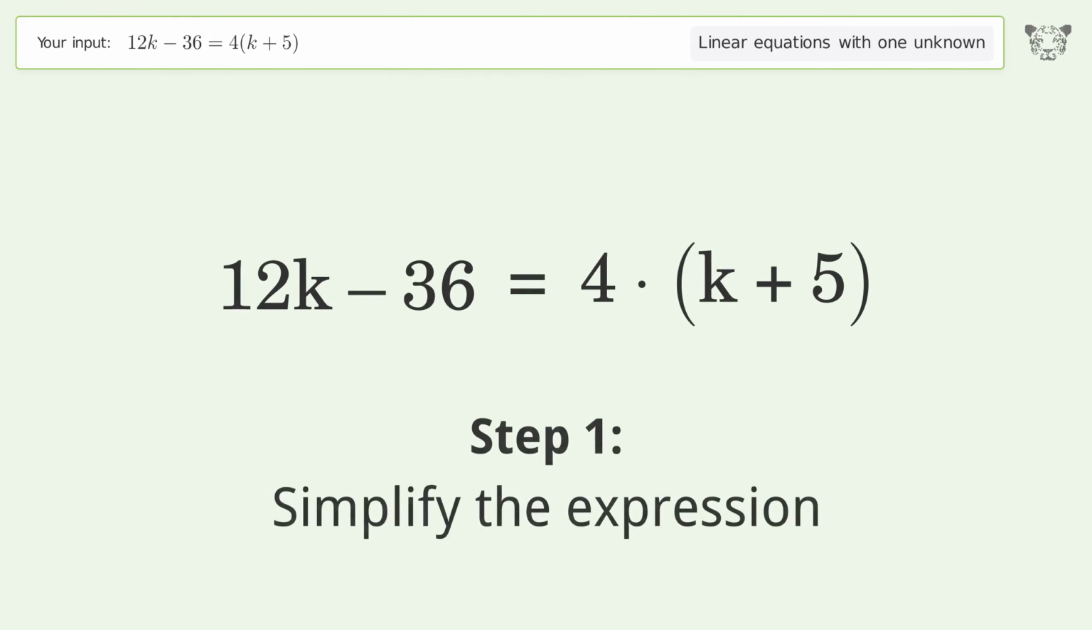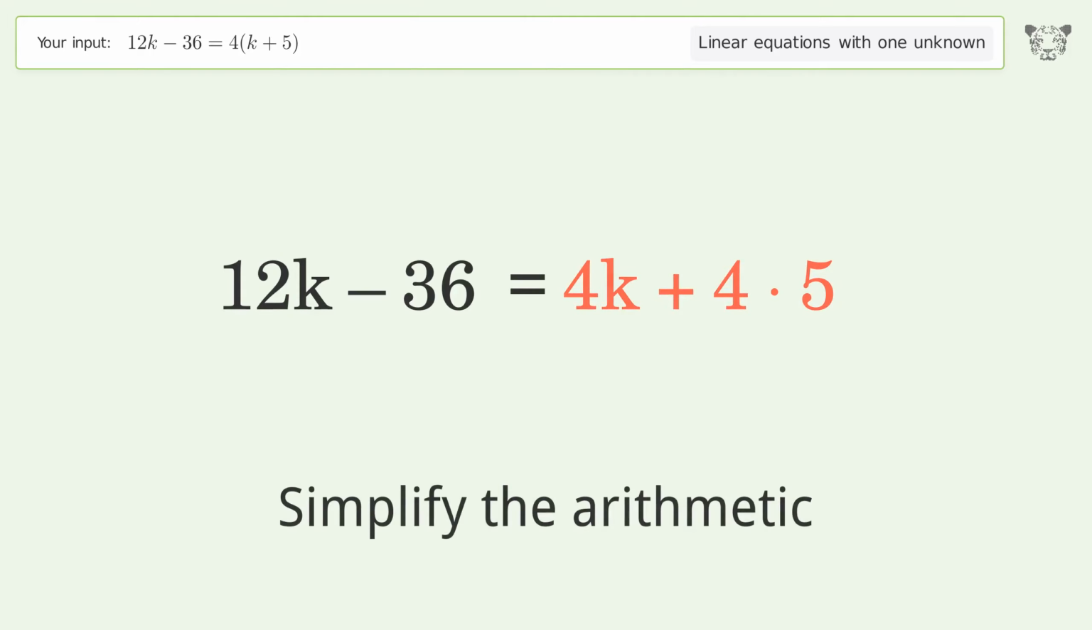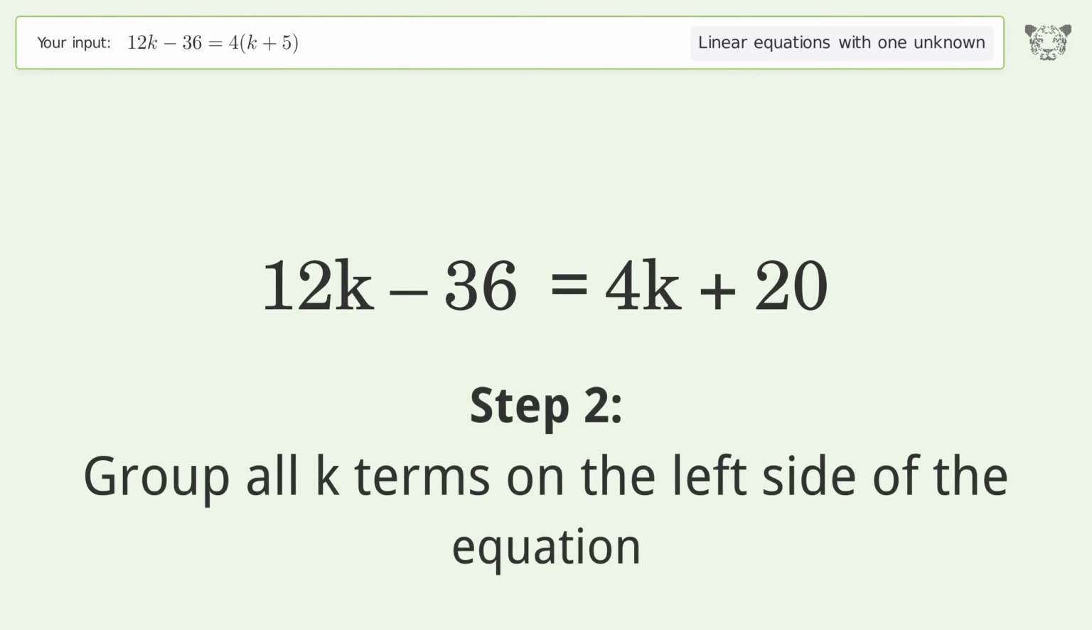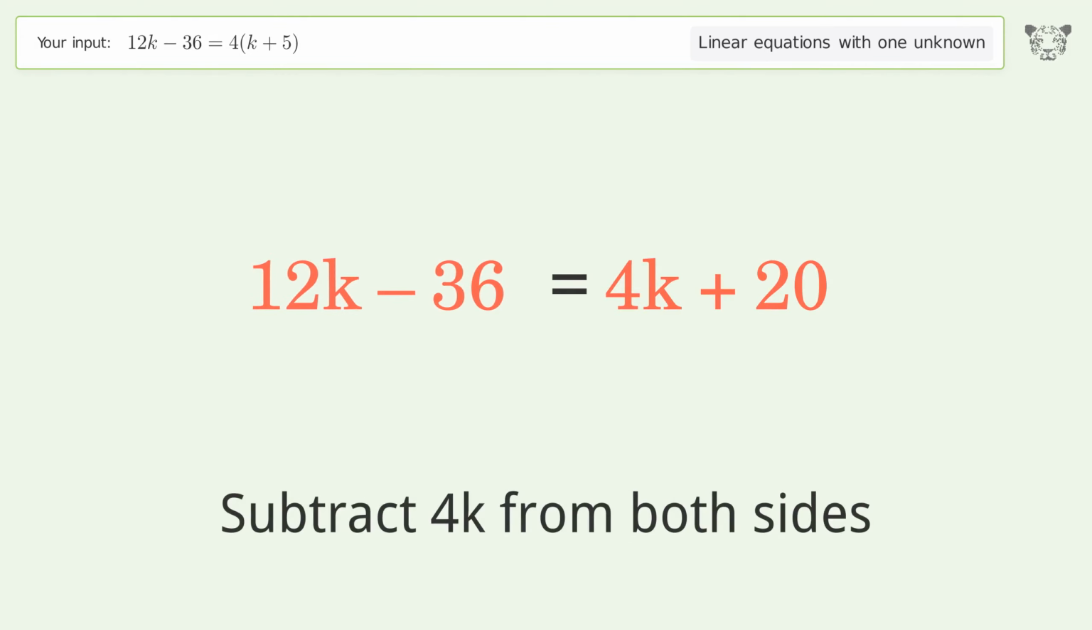Simplify the expression. Expand the parentheses. Simplify the arithmetic. Group all k terms on the left side of the equation. Subtract 4k from both sides.